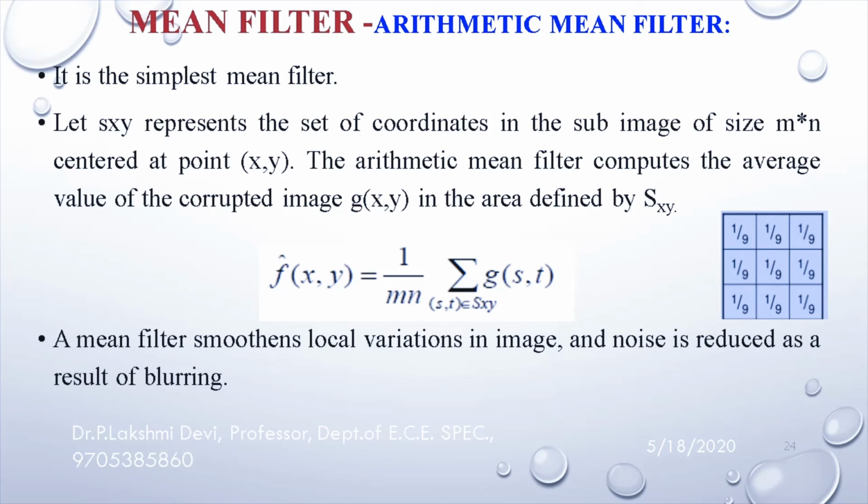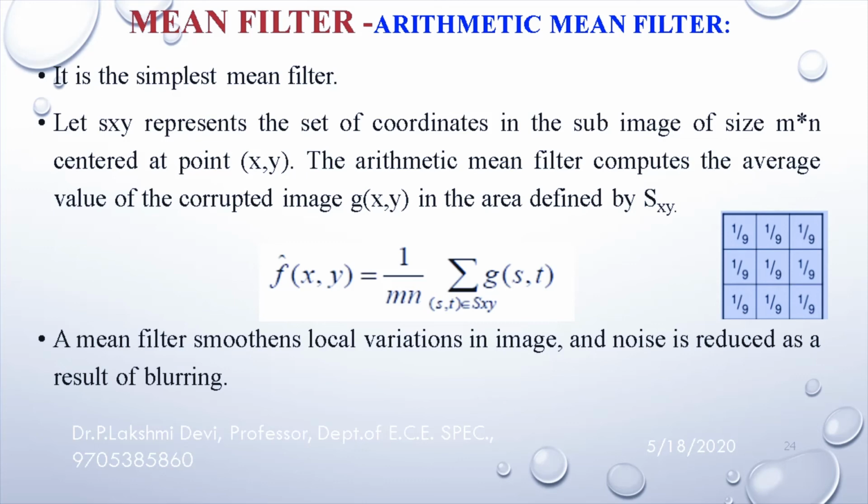Please listen carefully. Let us consider a sub-image of the original image as S suffix xy that represents the set of coordinates in the sub-image. Sub-image size, let us see, here I have given 3 by 3. So the sub-image size you can also choose as 3 by 3, which we denote as small m by n.